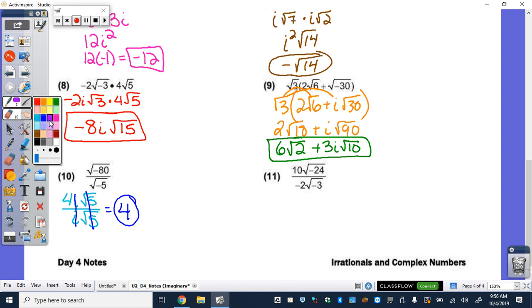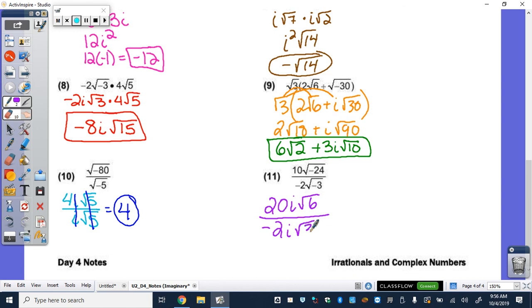So in our perfect square out of 24, 4. So 20i radical 6 over -2i radical 3. Okay, so i's will cancel. I'm going to cross those out. 20 divided by -2 gives us -10. And then under the radical, 6 divided by 3 gives us radical 2. So we almost had to rationalize that one, but luckily 6 was divisible by 3. So 6 divided by 3 gives us our radical 2.